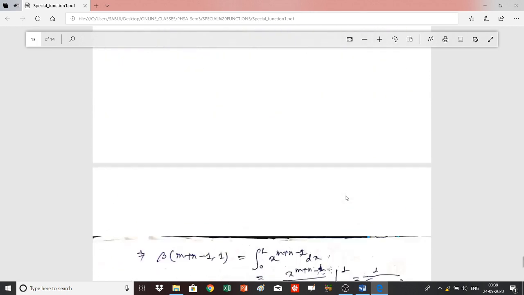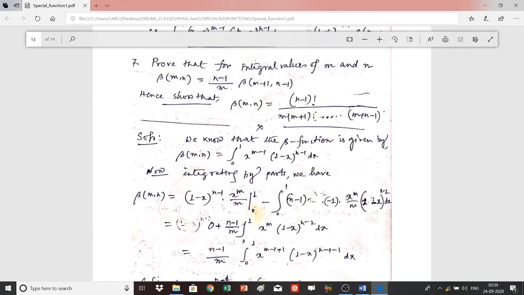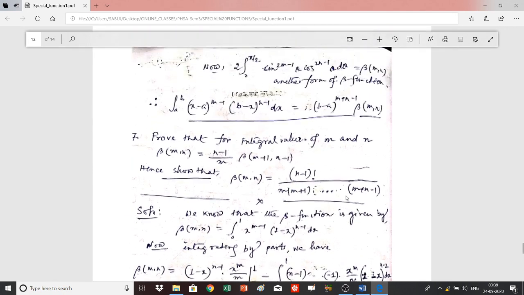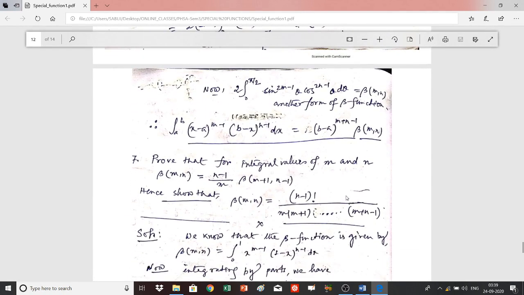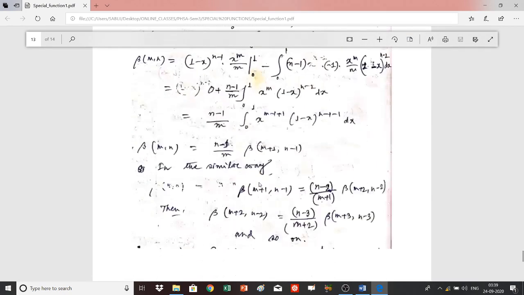We had to prove the first term, the first problem was to prove this. Beta mn is equal to this. Okay, so this has been proved, and it was proved earlier in this case.